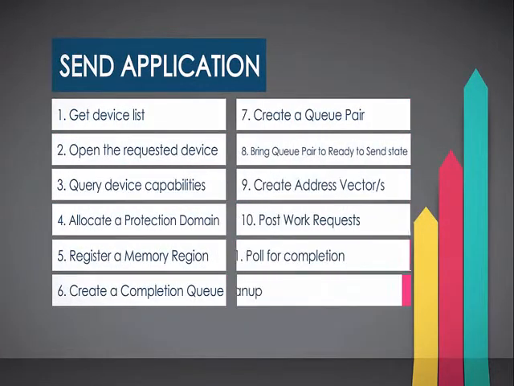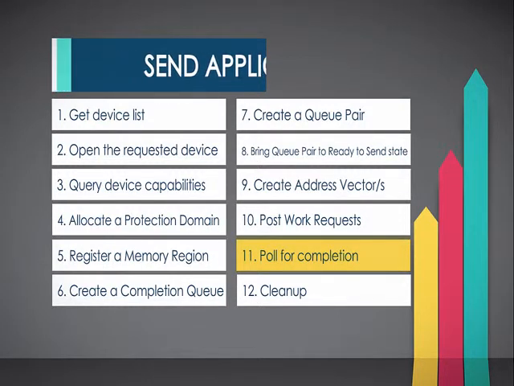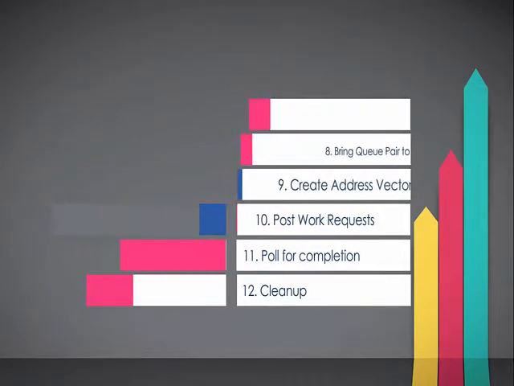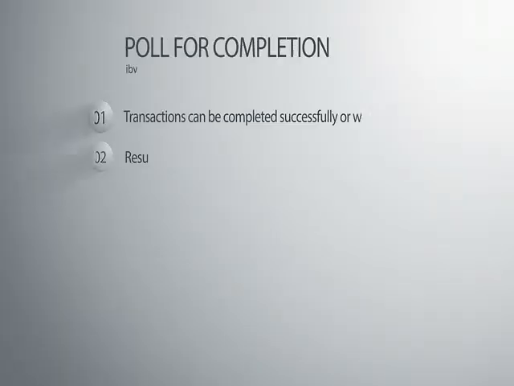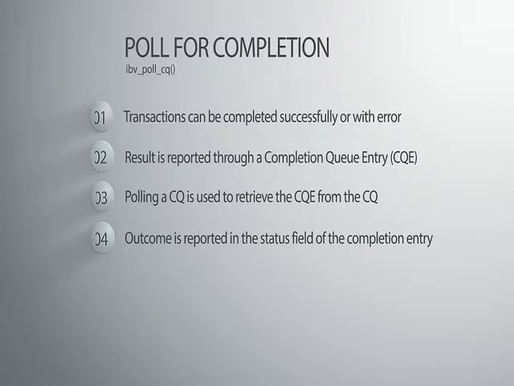In the following tutorial, we will learn how to poll for completion. Transactions can be completed successfully or with error. Their result is reported through a completion queue entry. Polling a completion queue is used to retrieve the completion queue entry from the completion queue. The outcome of the transaction is reported in the status field of the completion entry.